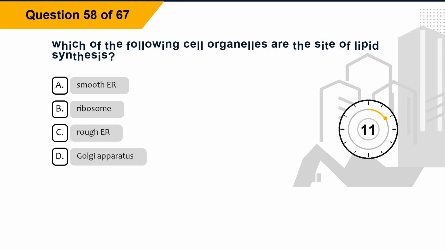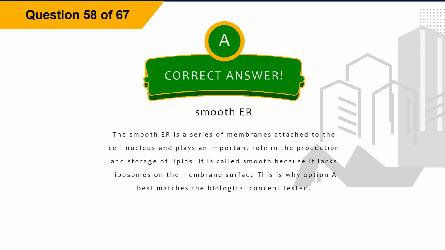Which of the following cell organelles are the site of lipid synthesis? Option A, smooth ER. Option B, ribosome. Option C, rough ER. Option D, Golgi apparatus. The correct answer is option A, smooth ER.